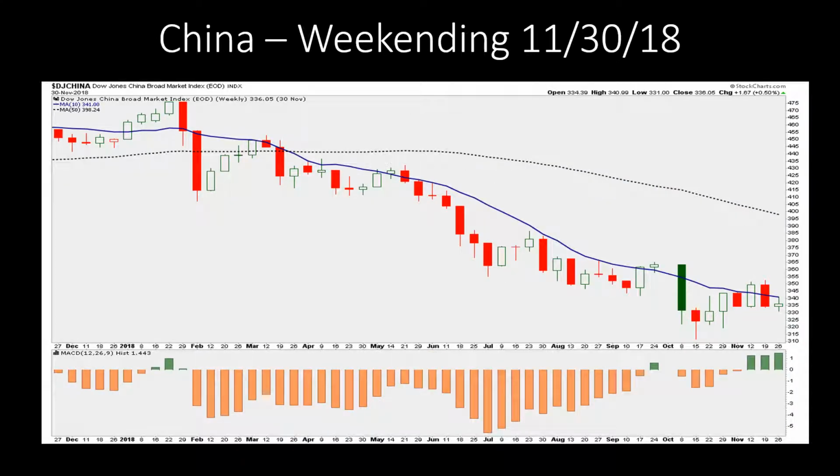One of the biggest stories heading into the G20 was what would happen with China and the US. Well, here we look at the Dow Jones China Broad Index. Here we can see nothing but weakness. Why is it happening? Who knows? Slower growth, trade war with the US. What is important is what the chart is telling us. And what is the chart telling us? That this is not a healthy broad market.